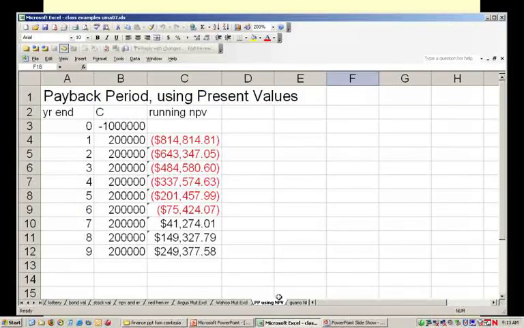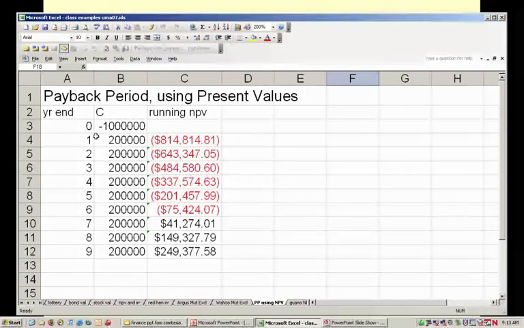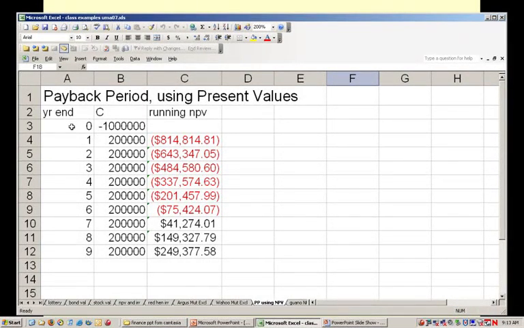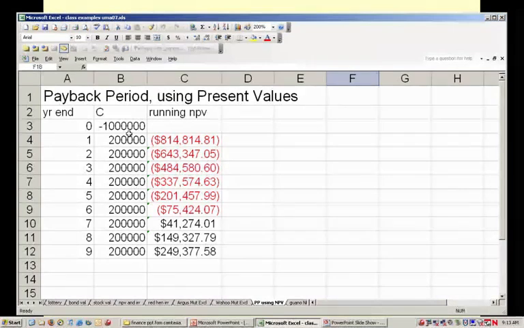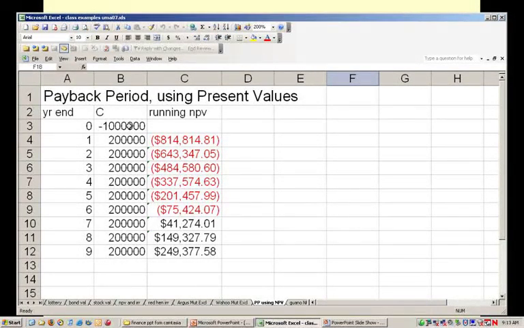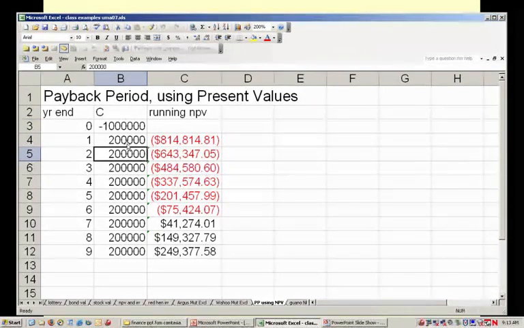I've labeled this worksheet Payback Period using present values. Here's the sequence of cash flows. We have a project with a 9-year term. I ran this one out for 9 years. Here's our initial cash outlay of $1 million and our positive cash returned of $200,000 per year for 9 years.